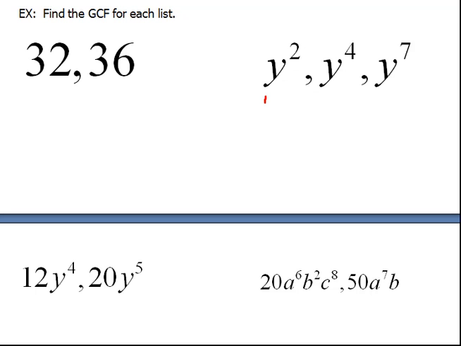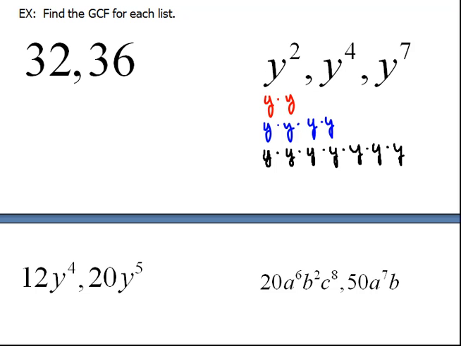So y squared would be the same thing as saying y times y. Y to the fourth would be the same thing as saying y times y times y times y. Y to the seventh would be y times y times y times y times y times y times y. 7 of them. Now let's look at what they have in common.